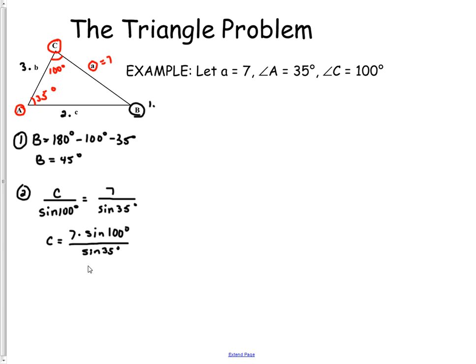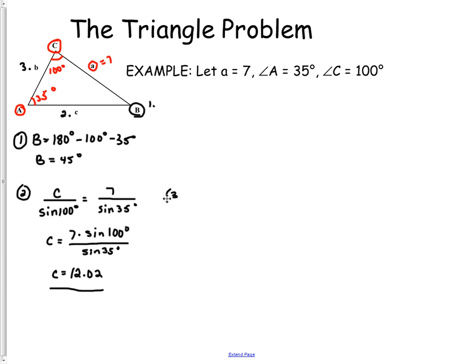Now, I happened to work out this number earlier on my calculator, and I'm finding that side C would be equal to 12.02. Again, I'm rounding this off to the nearest hundredth right here. So that is the length of side C, and then of course I'm going to go for side B.